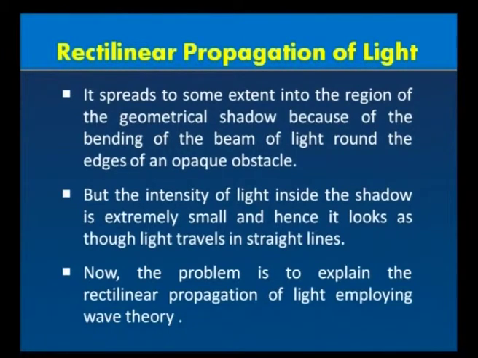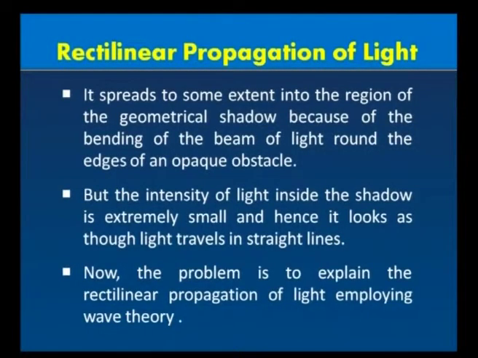But the intensity, this is a point to be understood, the intensity of light inside the shadow is extremely small, and hence it looks as though light travels in the form of straight lines. It looks as if it travels in a straight line. I have the finger here. If light is falling here, the bending is there, but still the intensity of light inside the shadow region is extremely small, so that the intensity can be neglected, or intensity becomes 0. That is the reason why you get darkness. That is the one that we have to prove based on the wave theory.